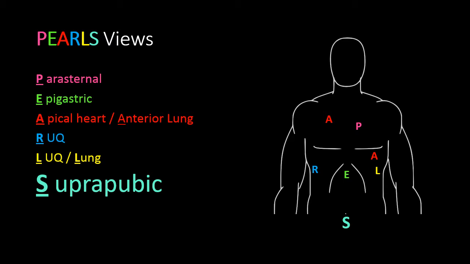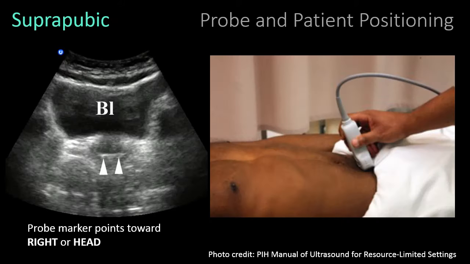The last view we'll obtain in the Pearls exam is the suprapubic view. So when you place your probe just superior to the pubic symphysis and tilt the probe down so it's pointing into the pelvis, you get a view of the bladder here, and behind the bladder you can see this particular ultrasound image was taken of a female, and so the arrows in this image are indicating the vaginal stripe, but you would also see prostate in that location in a male.